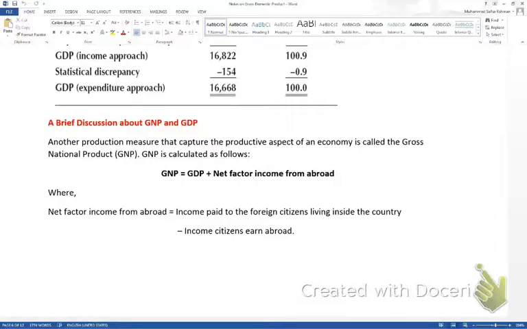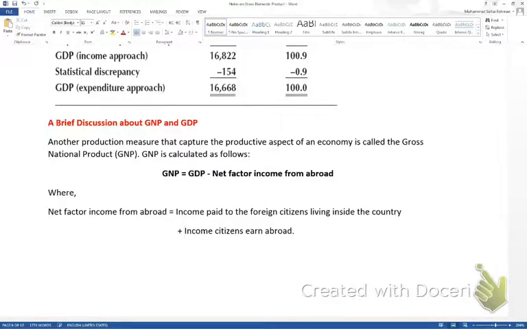Formally, GDP and GNP are related as follows. In order to find GNP, you take the GDP number, and with that you add net factor from abroad, where net factor from abroad is income paid to foreign citizens living inside the country. I apologize, I think there is a mistake here. This will be a negative sign, and this will be a positive sign. Okay.